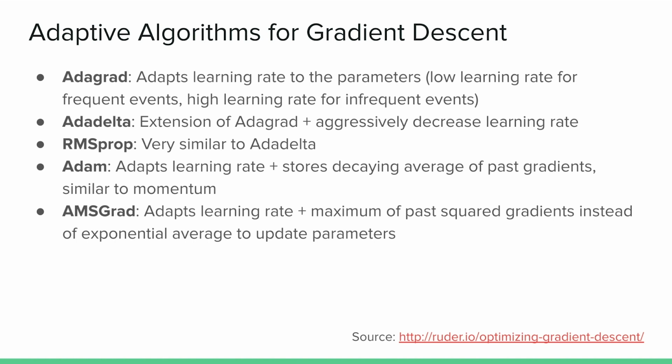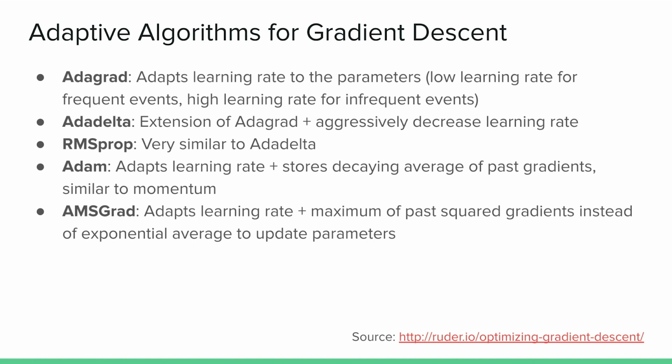For example, AdaGrad, which adapts the learning rate of the parameters. So we have a low learning rate for frequent events and a high learning rate for infrequent events, which, if you think about it, makes sense. If you see something more often, you're not gaining that much information from that event anymore. But if you have a really rare event, you want that to really propagate through your network. AdaDelta extends that and aggressively decreases the learning rate as well. RMSprop is very similar to AdaDelta, and was almost simultaneously invented by someone else. So these two are pretty much the same.